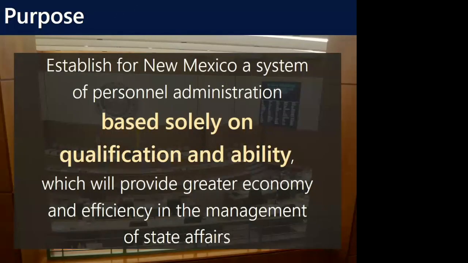All right. So this is the purpose of the State Personnel Act: to establish for New Mexico a system of personnel administration based solely on qualification and ability. Qualification and ability. It's really a merit-based system. It's not seniority, it's not how many years necessarily you've been with the state, but it's really based on qualification and ability. So I think that's the key focus there.